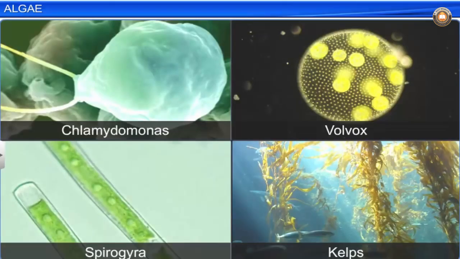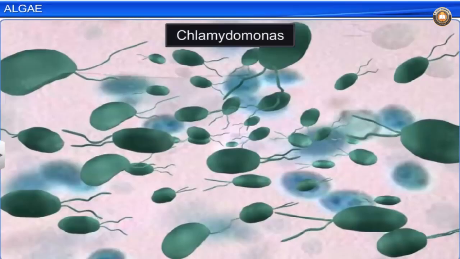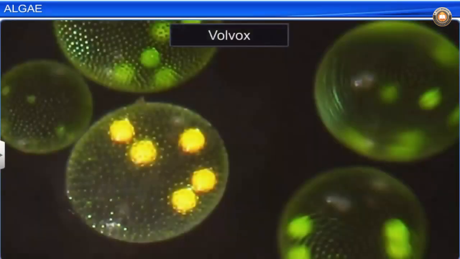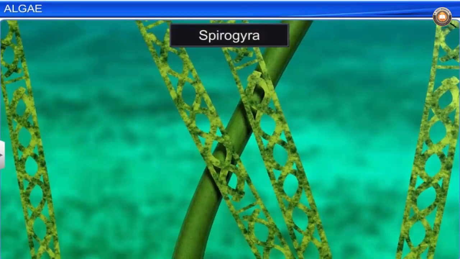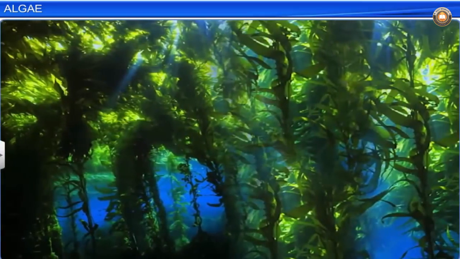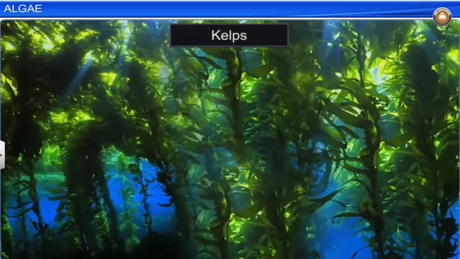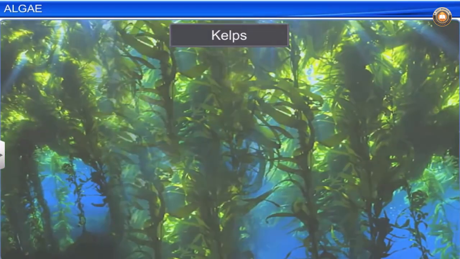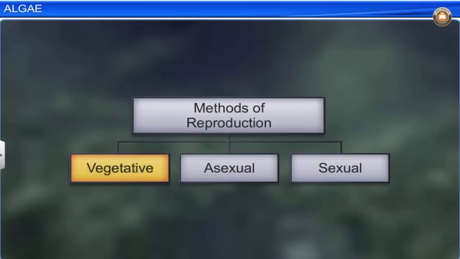For instance, Chlamydomonas is unicellular, whereas Volvox is of colonial form, and Spirogyra is filamentous. On the other hand, kelps form massive plant bodies. Algae reproduce through vegetative, asexual, and sexual methods.